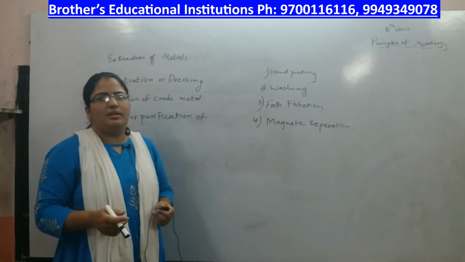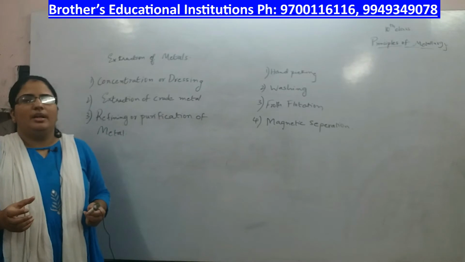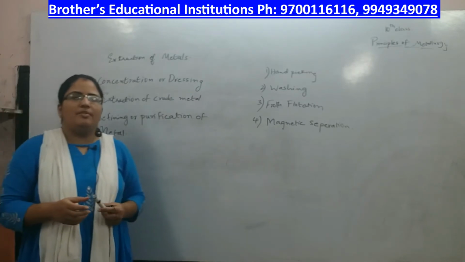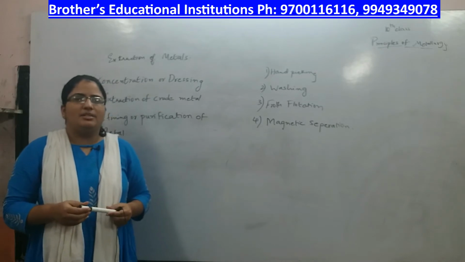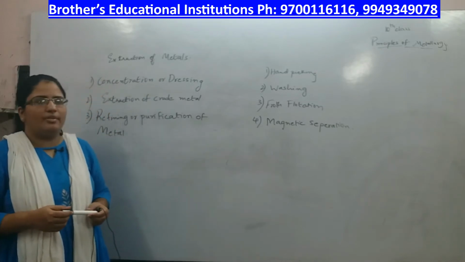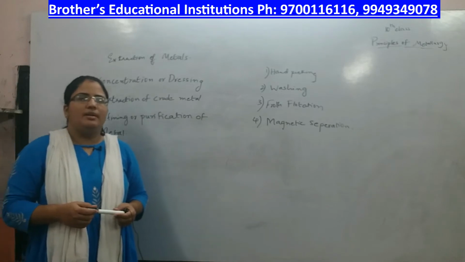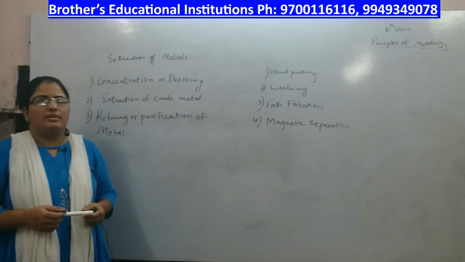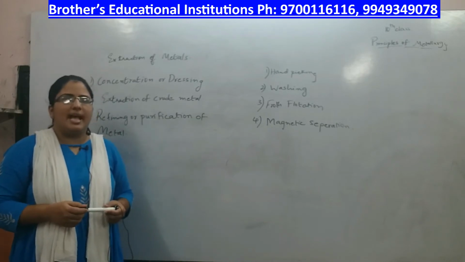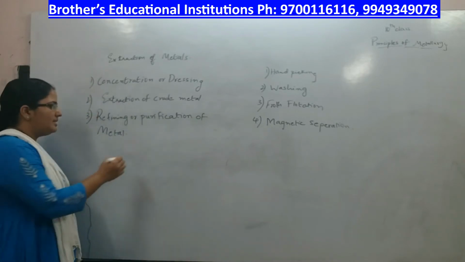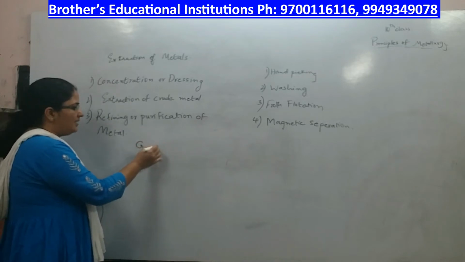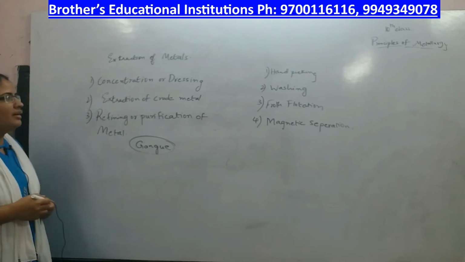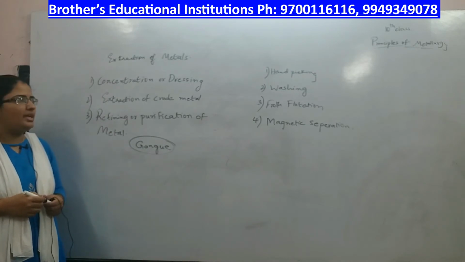Whenever we take out the ore from underground, it usually contains a lot of sand and clay particles. So removal of the sand and clay particles is called concentration or dressing of the ore, or otherwise it is called enrichment of the ore. The particles of sand and clay are usually called gangue. So removal of this gangue from the ore is called concentration or dressing or enrichment of the ore.